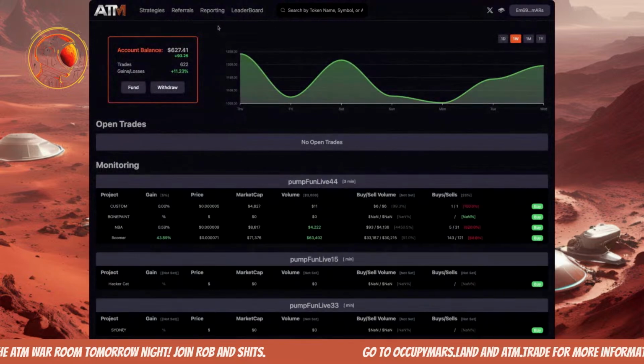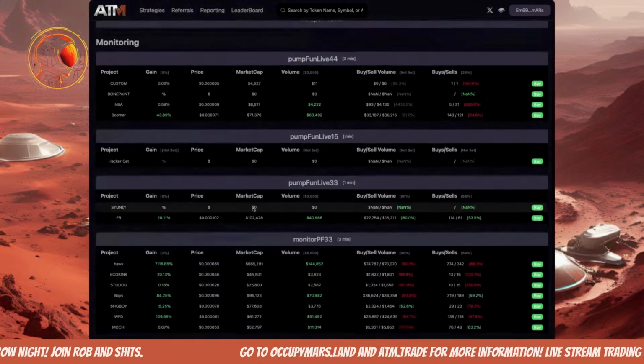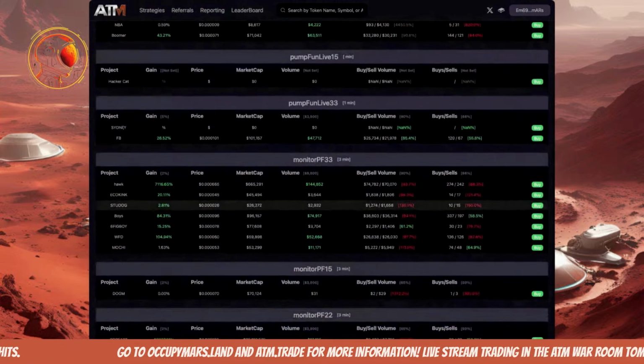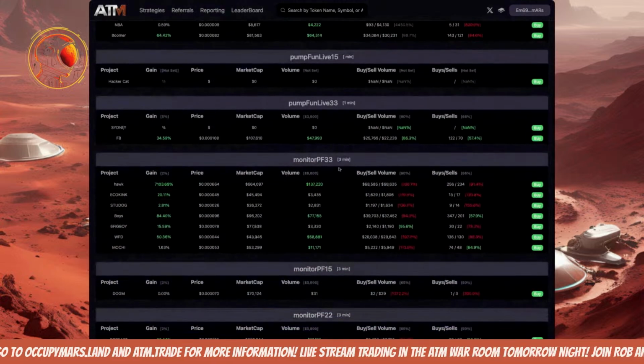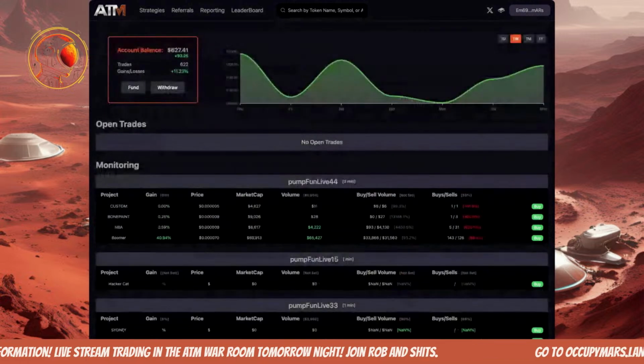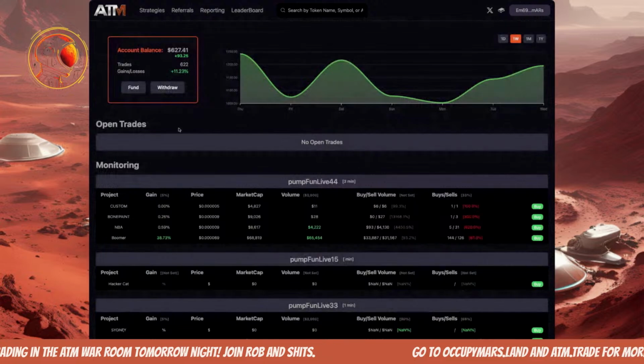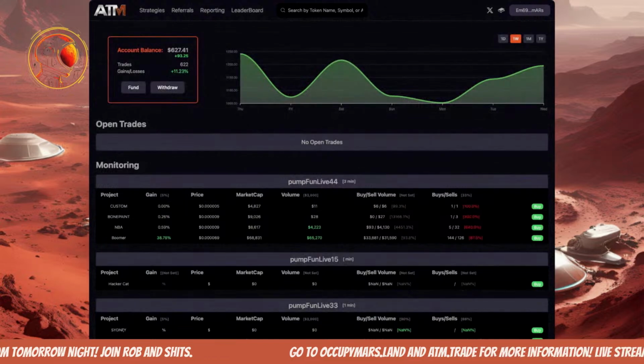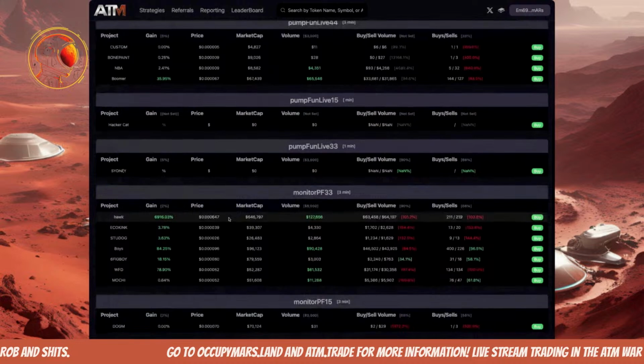So that's the overview of the ATM here. What do you guys think? I think it looks great. It looks awesome, dude. Yeah. It looks fantastic. This is very, very user-friendly.